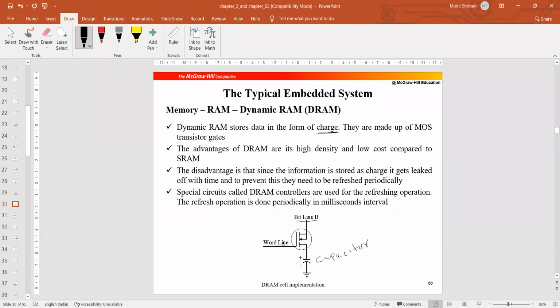So this is dynamic RAM, DRAM memory. As I told you, DRAM means dynamic. Wherever you hear the word dynamic, you will find a capacitor in it. So this is the capacitor. You know the basic function of the capacitor. A capacitor slowly charges and it also slowly discharges.